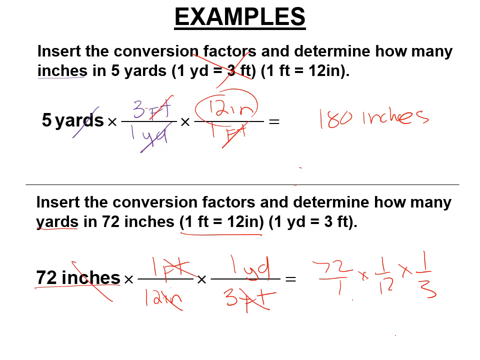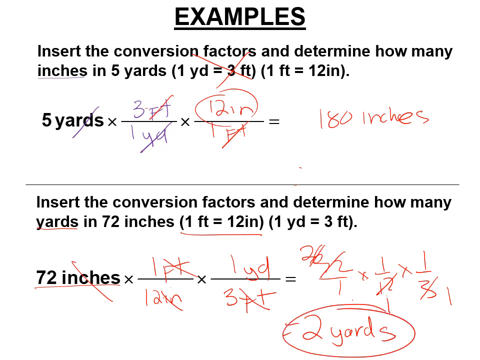All right, so now we can do this in many orders, but 12 goes into 72. 12 divided by 12 is 1. 72 divided by 12 is 6. Oh, look at that. 6 goes with 3. 3 divided by 3 is 1. 6 divided by 3 is 2. And this is actually 2 yards, right? 36 inches is 1 yard. 72 inches is 2 yards. And you'll notice also in these problems, you never use a conversion factor twice. Once it's used up. Okay.